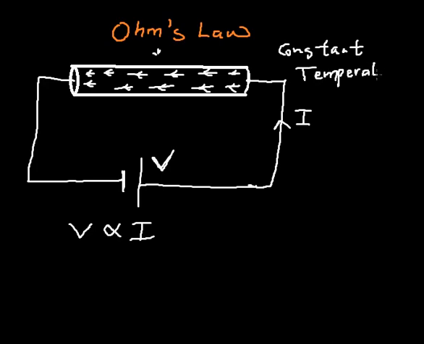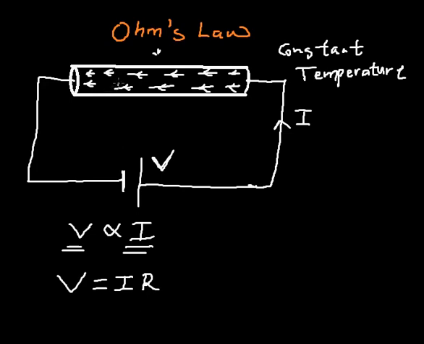So if the temperature is constant, then the voltage supplied across this conductor is proportional to the current that will pass through it. We simply mean that the more I increase the voltage, the more current I get. As the voltage increases, current increases. And in mathematics, if we replace the sign of proportionality with an equal sign, I will have to introduce a constant. And what's that constant? That constant is known as resistance.